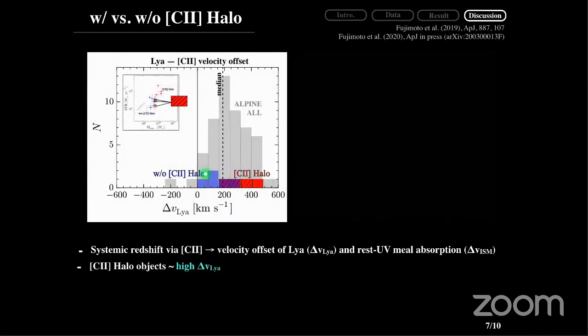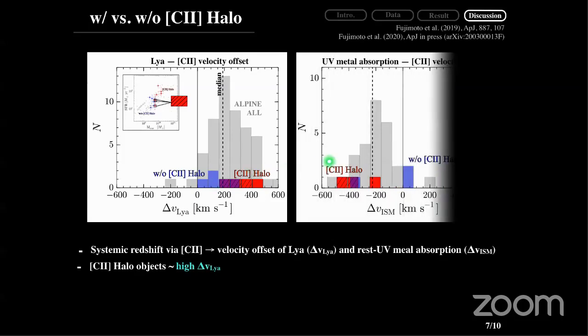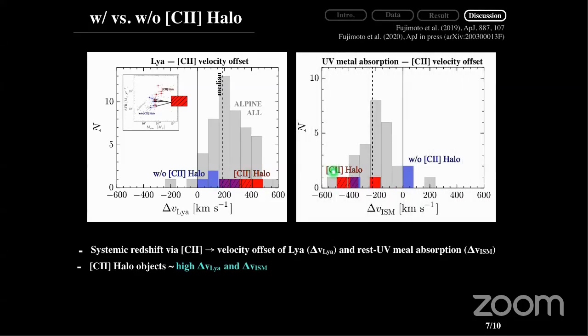So first, let's see the Lyman alpha velocity offset. The red and blue histograms are the with and without C2 halo objects. And the hatched one highlights the C2 halo objects whose star formation rates are comparably low to the without C2 halo objects. So we find that C2 halo objects generally have a higher Lyman alpha velocity offset, indicating a more significant outflow expanding shell taking place in the C2 halo objects. But more directly, we also find a higher velocity offset in the rest frame UV metal absorption.